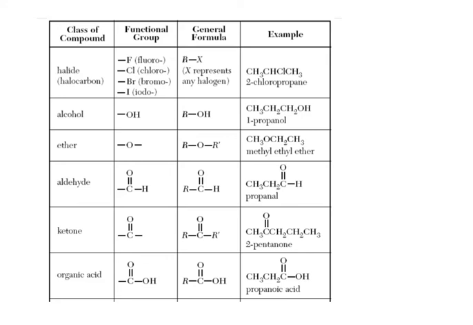So now that you are already familiar with several classes of organic compounds such as hydrocarbons, alkenes and alkynes, halides and alcohols, ethers, aldehydes, ketones and organic acids, it's time for us to talk about how some of these compounds are formed, what kind of chemical reactions lead to formation of these compounds, and what kind of chemical reactions some of these compounds can undergo.